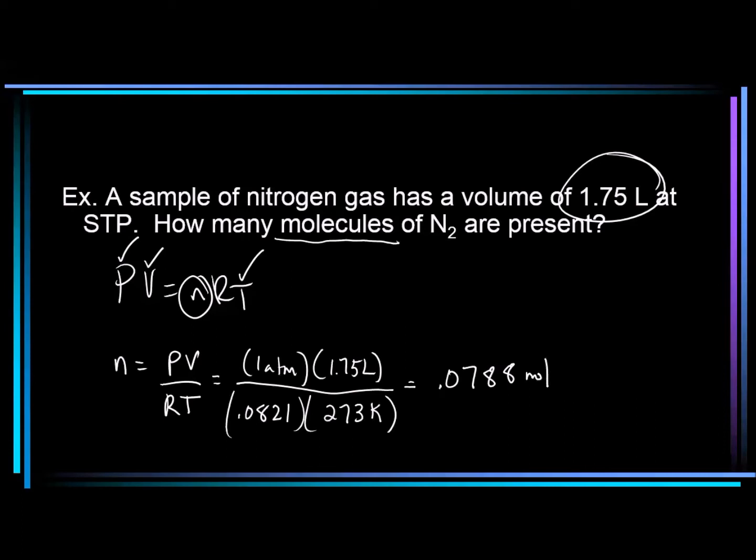Okay, so now how do we convert moles to molecules? Number of moles times 10, or molecules times 10, or ions. Moles. Molecules. So 0.0788 times Avogadro's number.